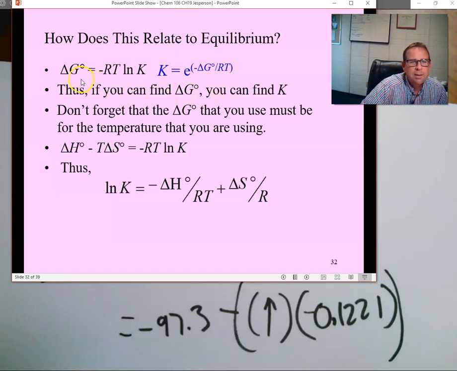Thus we can see that if delta G is a large negative number, then K is going to be a large positive value. And that's what this equation shows us, that there is a relationship between delta G and K, and the larger the K, the larger and more negative the delta G.